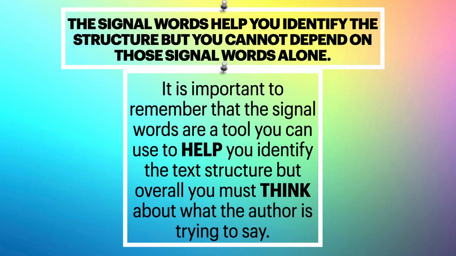Now remember, the signal words help you identify the structure, but you cannot depend on those signal words alone. It is important to remember that the signal words are a tool you can use to help you identify the text structure. But overall, you must think about what the author is trying to say. What is the author's purpose in writing the text? What information are they trying to impress upon you? So remember to think about what the author is trying to say and just use those signal words as a tool to help you identify what organizational text structure the author is using.